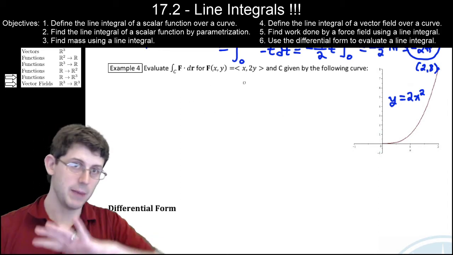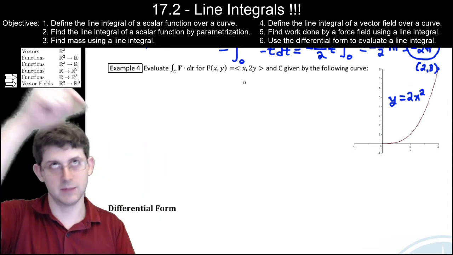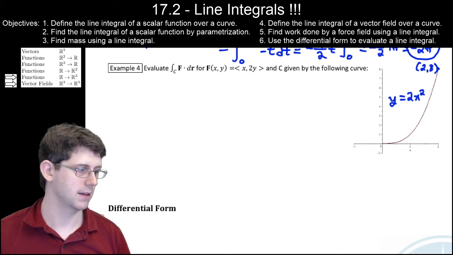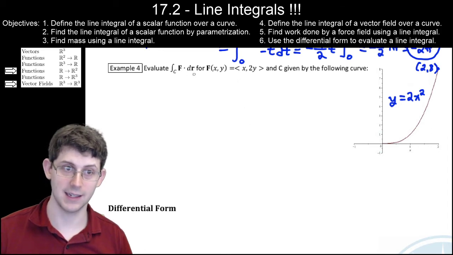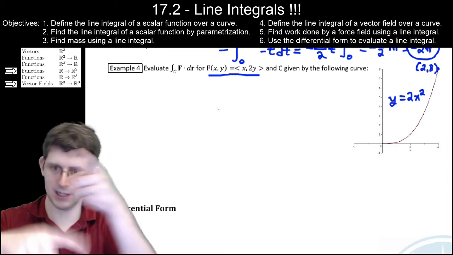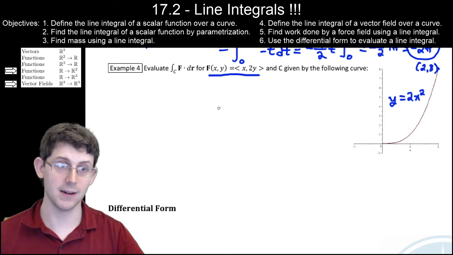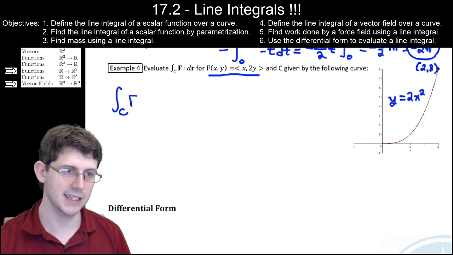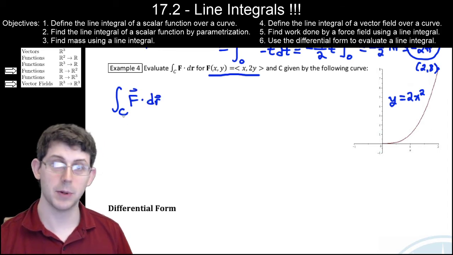Now I'm not in space anymore, so my curve isn't in space. Instead, I have a curve in the plane, but I still have a vector field that's acting on it. So I've got some arrows all pointing everywhere, and I want to know if the arrows are helping or hurting. Well, integral over C of F dot dr, we should first parameterize the curve.